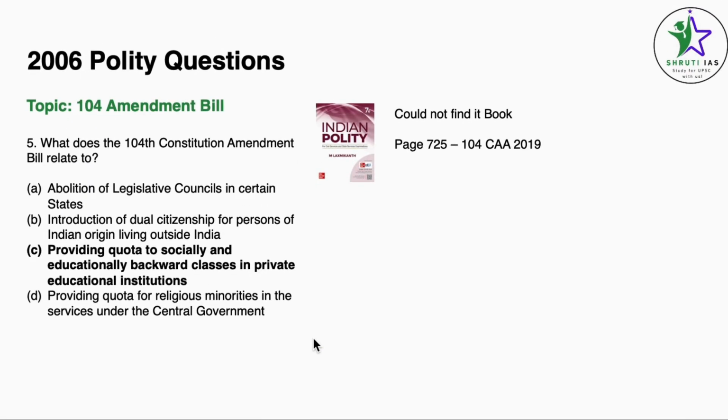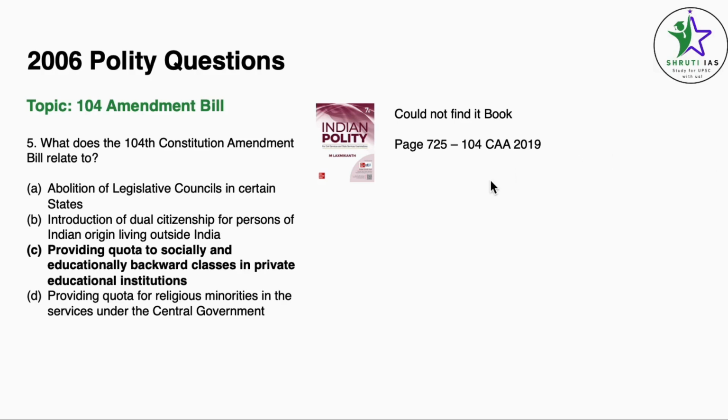Coming to question number 5, what does the 104 Constitutional Amendment Bill relate to? Now, I have a problem with this particular question. I'm a little bit confused. I might have added it wrong here, but it was given in a lot of 2006 polity papers. It talks about the 104th Constitutional Amendment Bill. While I could not find anything specific to this, the 104 Constitutional Amendment Act was passed in 2019. The answer has been given as C. So if anybody knows why, or if there is something to this, please let us know in the comments.